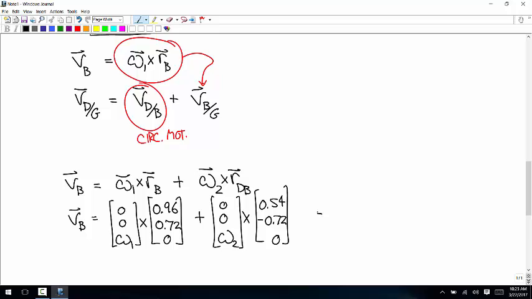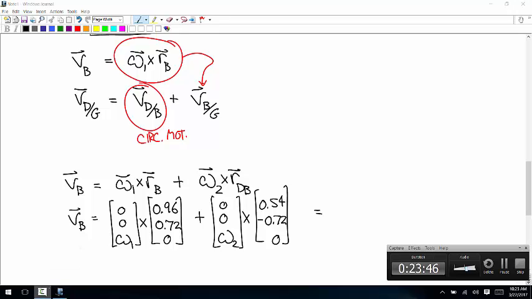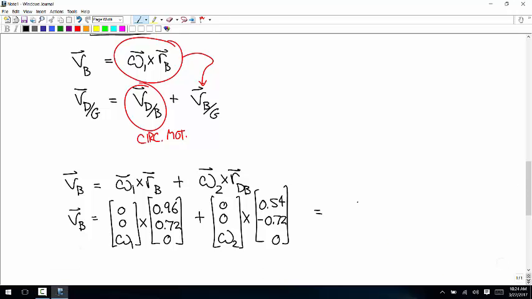Okay, and can someone calculate those? Minus 0.72. Okay. 0.96 plus 0.54 omega 2. Okay. And then 5 again. Yeah.